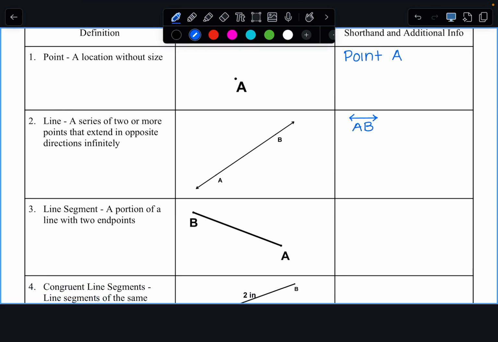A line segment is just a portion of that line. It does have two endpoints. So no arrows here, so that's AB or BA. There's a new notes packet up there.